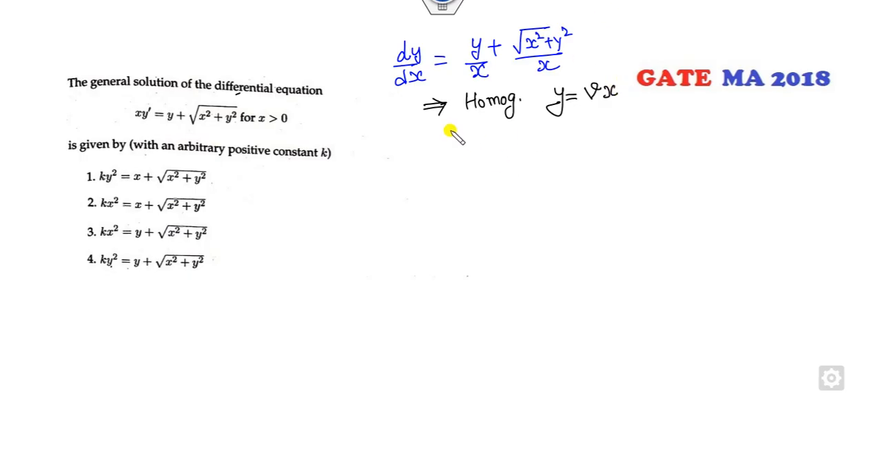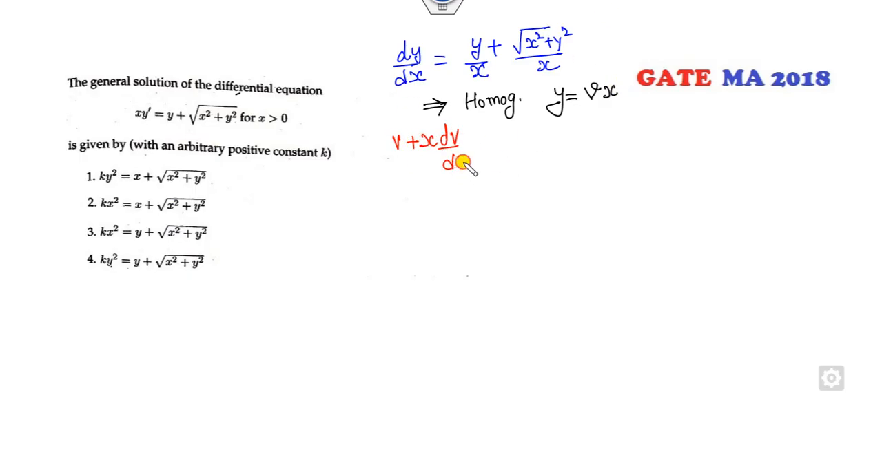Again, this is a first order differential equation. I can firstly find dy over dx, which is y plus the square root of x square plus y square, over x. Now it is not linear, but if you look at it, what kind of equation is it? This is a homogeneous equation. So whenever it is homogeneous, we can substitute y equal to vx. So what is the left hand side?